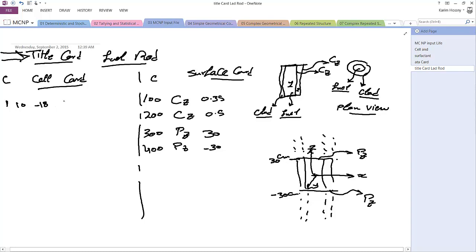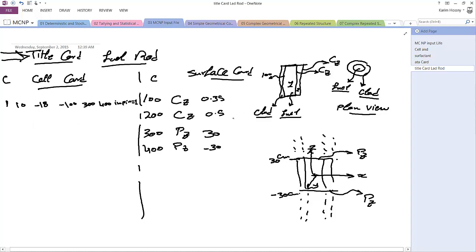Therefore, here I have to describe the position. I'd say negative 100, which means inside the surface 100, which is a cylinder, and also below the surface 300 and above the surface 400. Then I have importance of neutron equal 1.